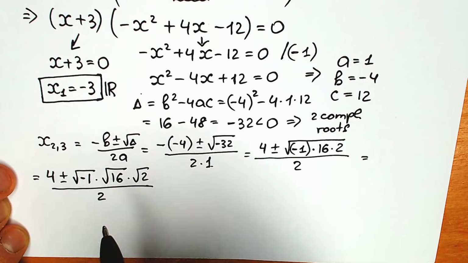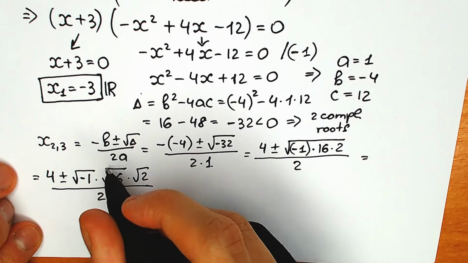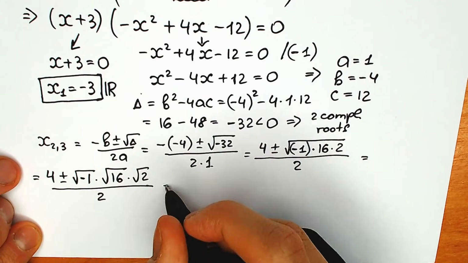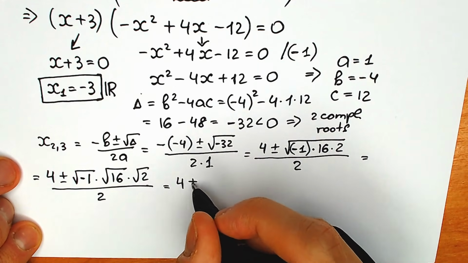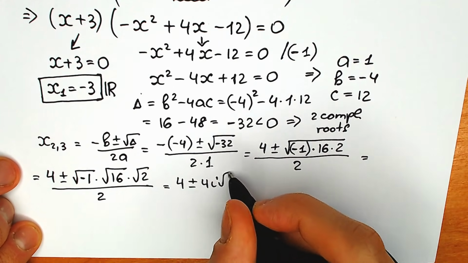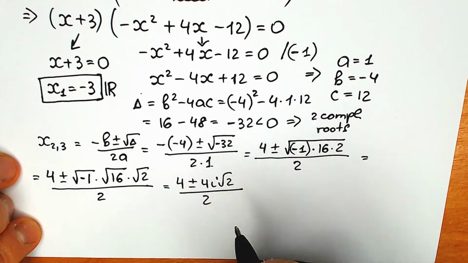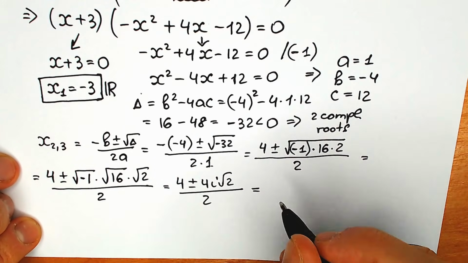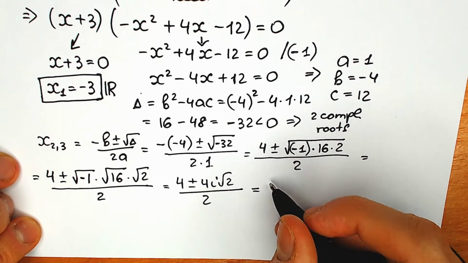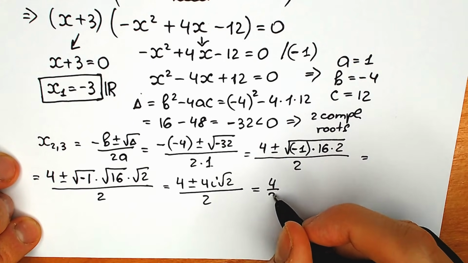All over 2. Right now, square root of 16 equals 4. This is our imaginary unit, so in our numerator we have 4 plus minus 4i square root of 2, all over 2. And the final step, let's divide our numerator by 2. Maybe a lot of students don't understand what I mean right now.